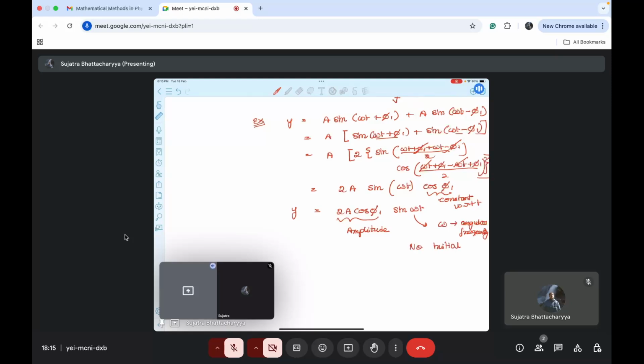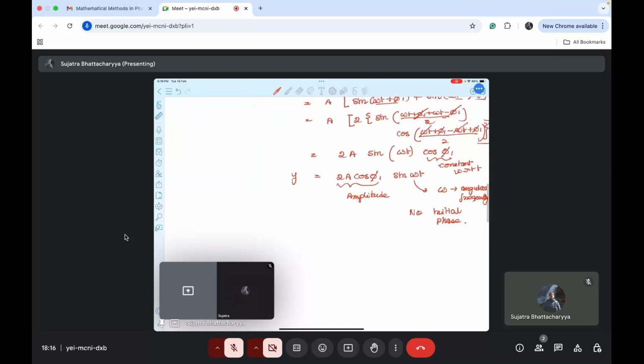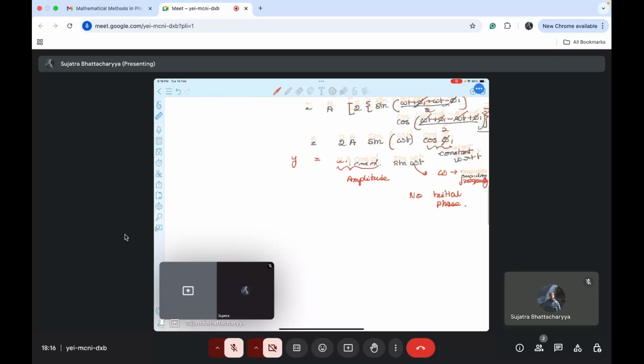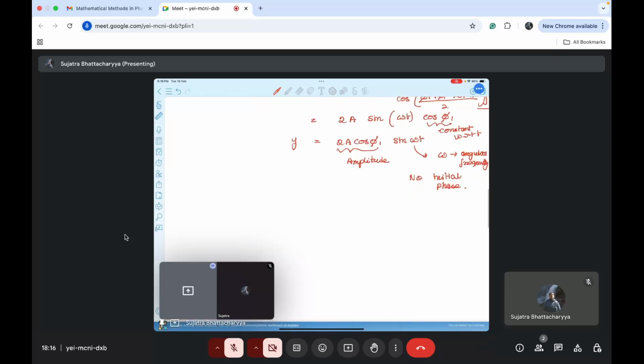So whenever you have two sinusoidal functions adding, you first have to solve it using trigonometric identities, and the final result has to be interpreted. This is the final result which we are getting, and we get no initial phase angles. All right, so this is one of the parts.